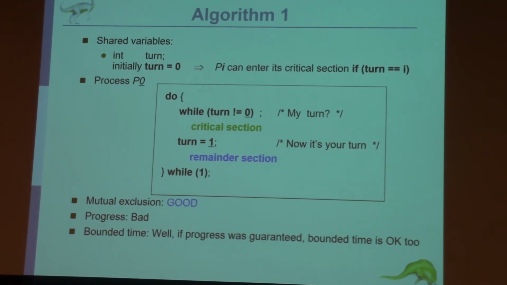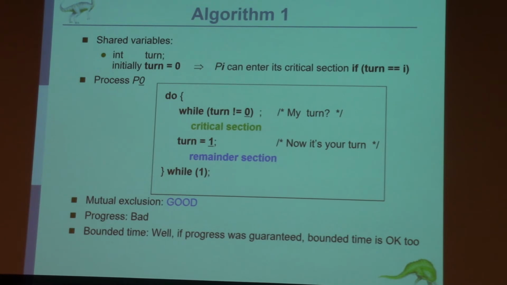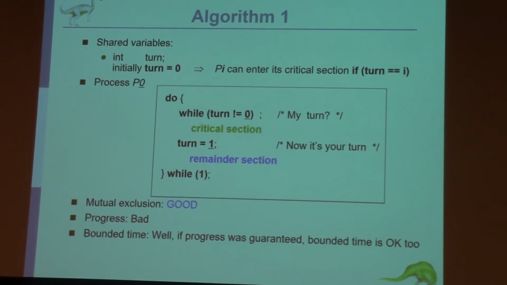Do you think this algorithm is good for the progress? It's bad, which means it's not good. Why is it not good? For example, no matter what happened, sometimes it may happen that turn is 2. But 2 is not there.